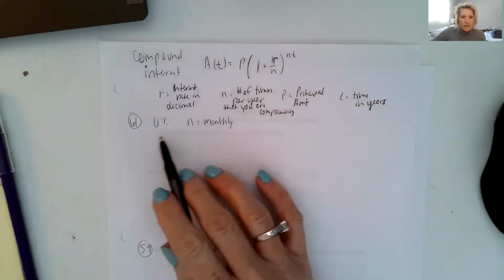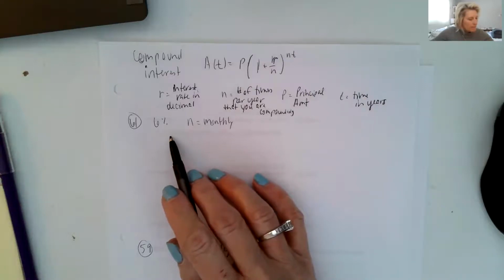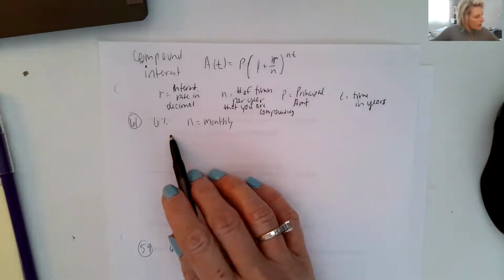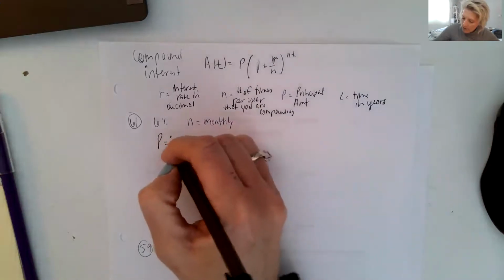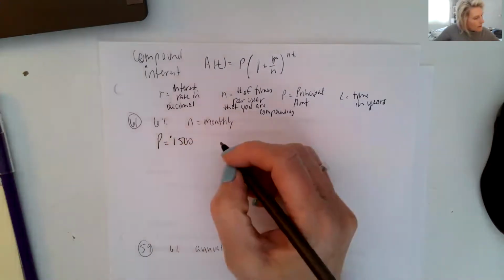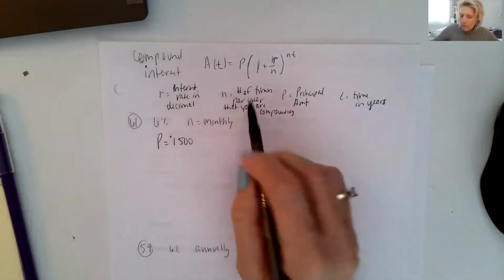So on number 61, if we go there and look, it says for an initial deposit of $1,500, so P is equal to $1,500. Find the total amount, that would be A.